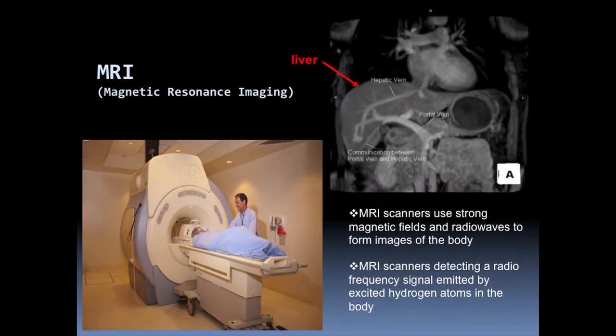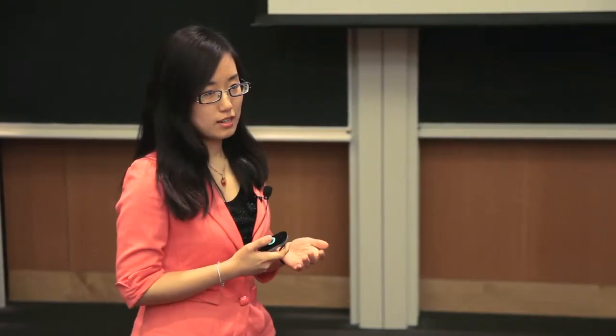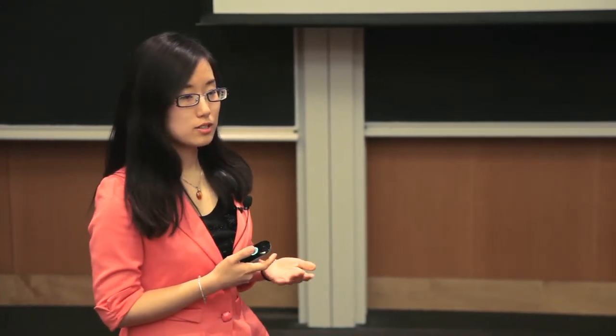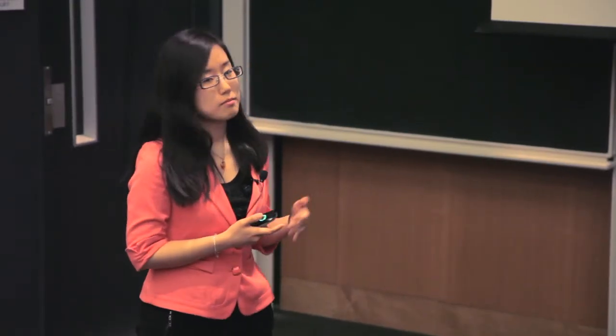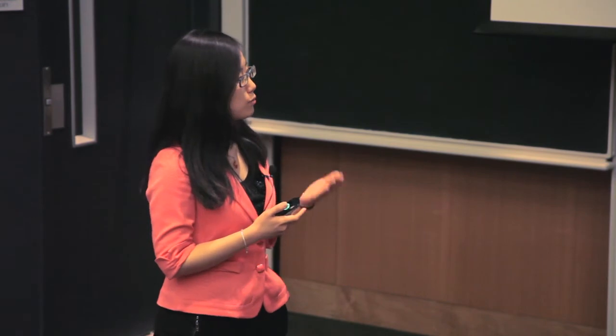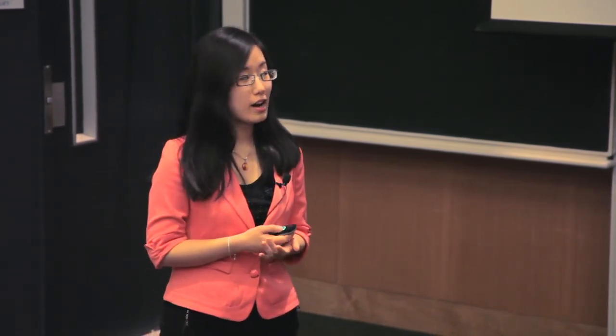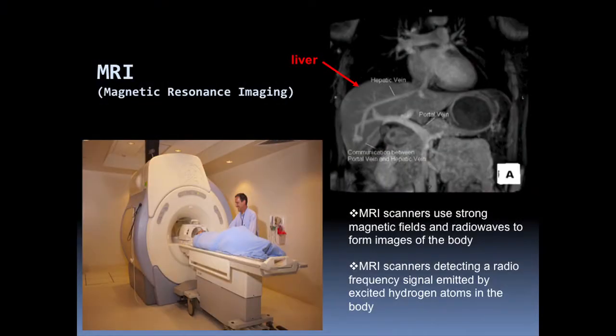Well, MRI is short for magnetic resonance imaging. As we all know, our body is composed of water, and each water molecule has two hydrogen atoms. These two hydrogen atoms will emit a radio frequency signal when they are excited in a high magnetic field. And these signals can be detected by the scanner to form the MR image.